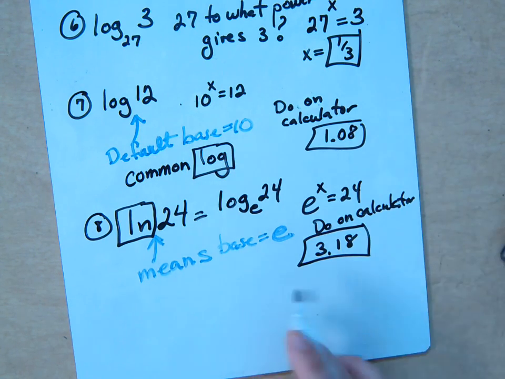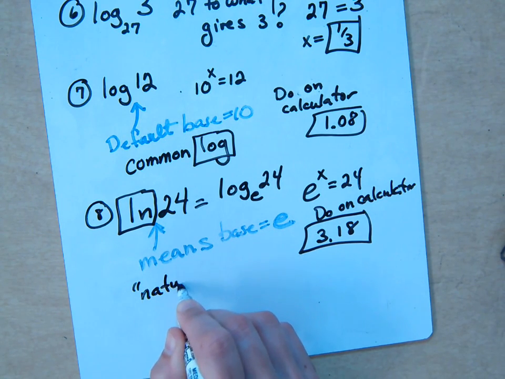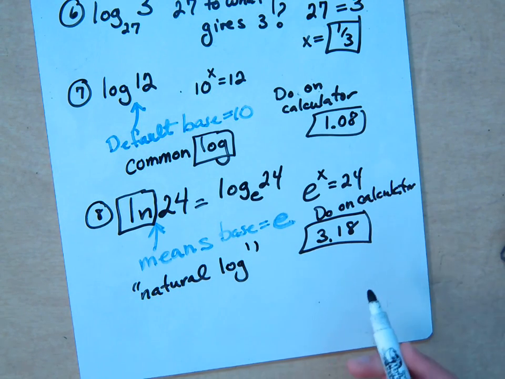Okay, and the word for ln is natural log, and it means base e. You do not have to learn a new concept to do this. It's simply base e. It's just like base 10 or base 3 or base 5. e is just a number that happens to be 2 point something.